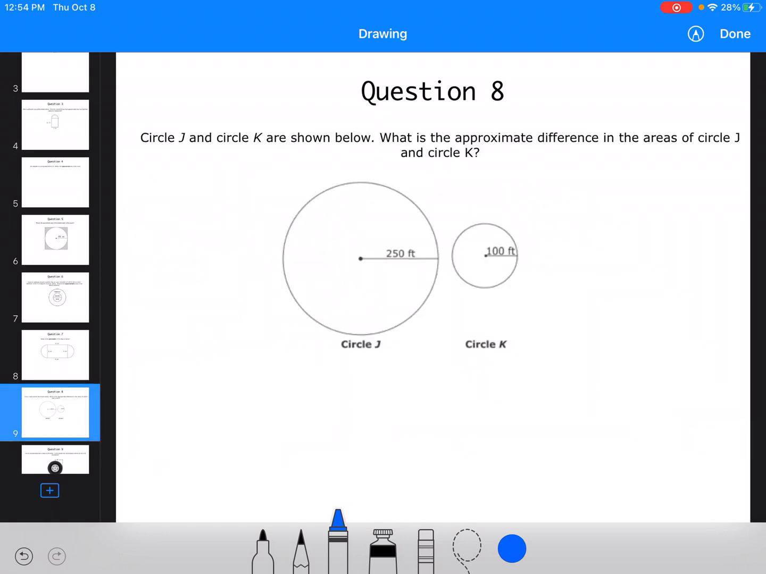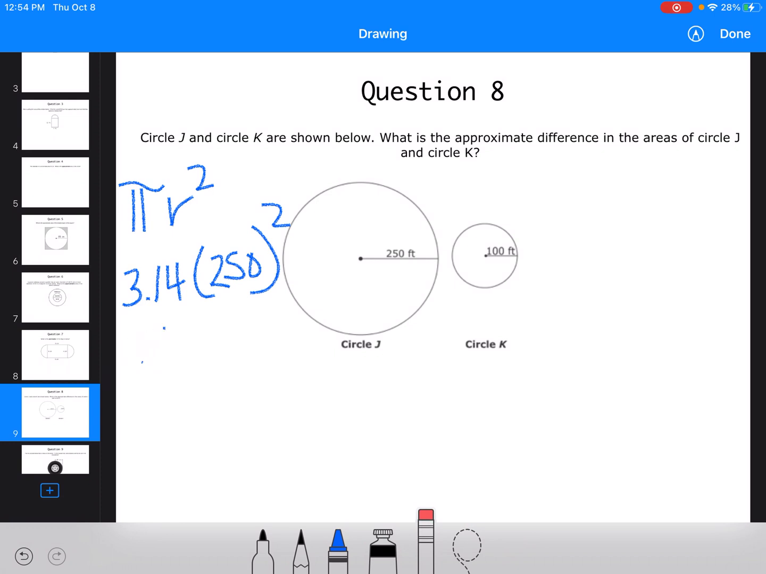Circle J and K are shown below. What is the approximate difference in the areas of circle J and K? So I've got pi times radius squared, 3.14 times 250 squared. I don't have to do all that. So now I just use my calculator. So 3.14 times 250 times 250, and I end up with a huge number, 196,250, and that's going to be feet squared.